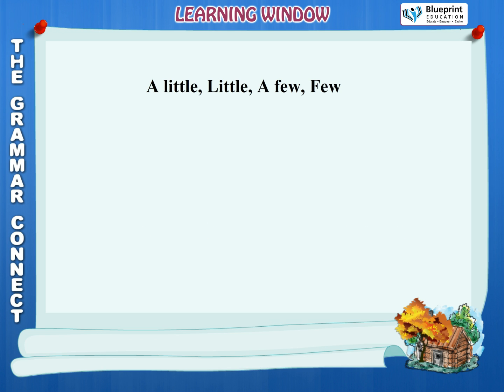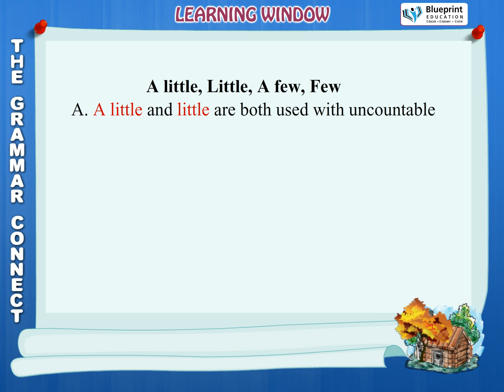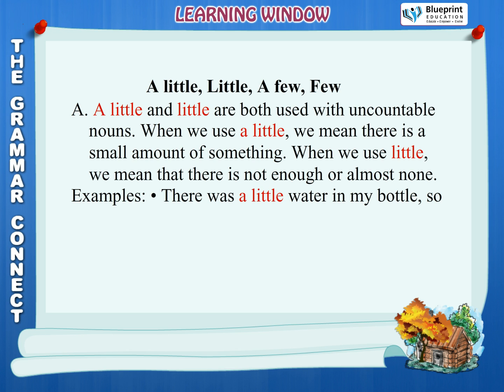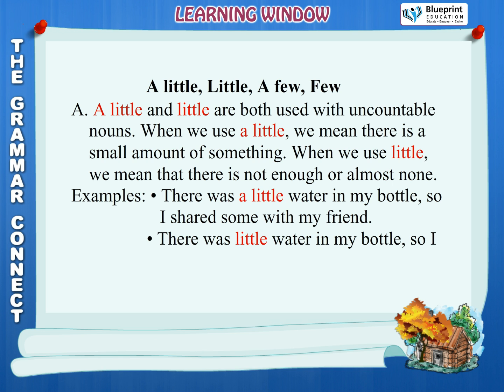A little, little, a few, few. A. A little and little are both used with uncountable nouns. When we use a little, we mean there is a small amount of something. When we use little, we mean that there is not enough or almost none. Examples: there was a little water in my bottle, so I shared some with my friend. There was little water in my bottle, so I came home thirsty.